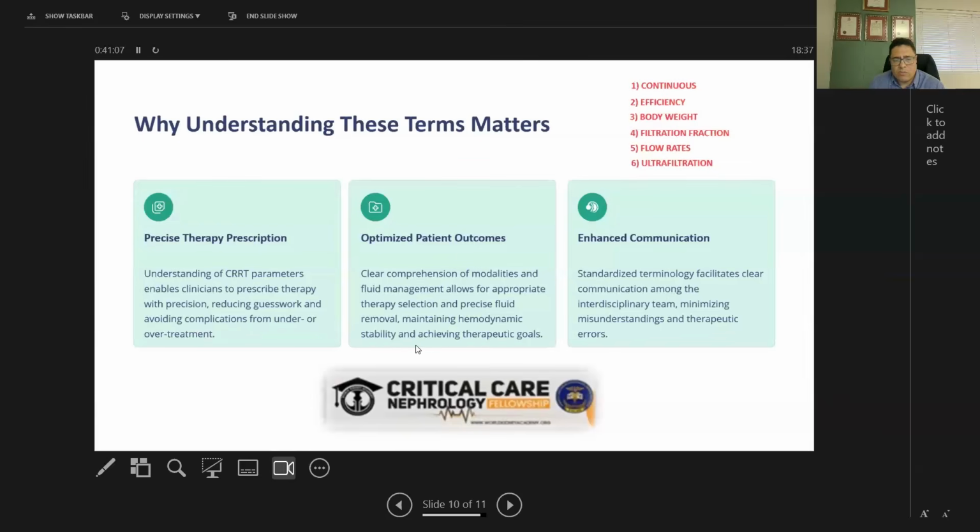It all becomes very important because these parameters and others that I haven't spoken about, really a clear comprehension of the modalities, which we'll speak a lot about in our crash course, and other parameters around fluid management become important in maintaining hemodynamics and achieving therapeutic goals. And standardizing terminology facilitates very clear communication amongst interdisciplinary teams. So everyone knows what we're talking about, everyone understands what it means, and the patient benefits from all of this.